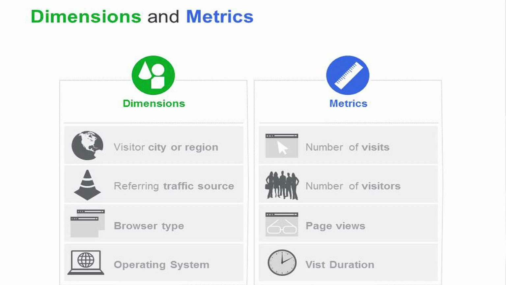Dimensions are the attributes or characteristics of your visitors. Who are they? Where are they coming from? What country are they coming from? What city or state? Metrics are the actual measurables of those users once they get onto your site. How long are they staying on? How often do they bounce out? What pages do they go to? Do they transfer between pages? These are very key metrics when we look into Google Analytics.